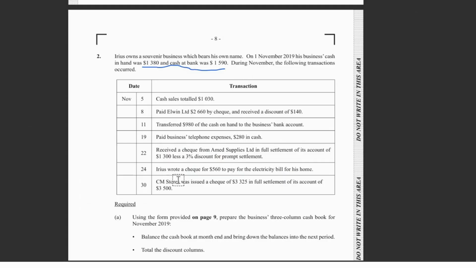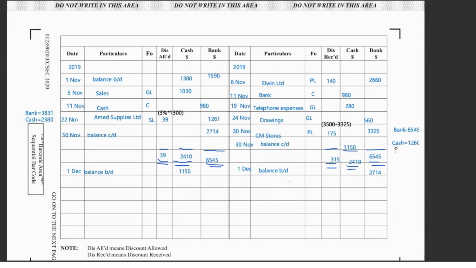On the 24th of November, Arius wrote a check for $560 to pay for the electricity bill for his home. So here, Arius is the owner of the business and he is paying for a bill for his home. Now remember that our cash book is used to record business transactions. So this is not a payment of an electricity bill for the business. So since the owner is taking money out of the business for personal use, we refer to that as drawings.